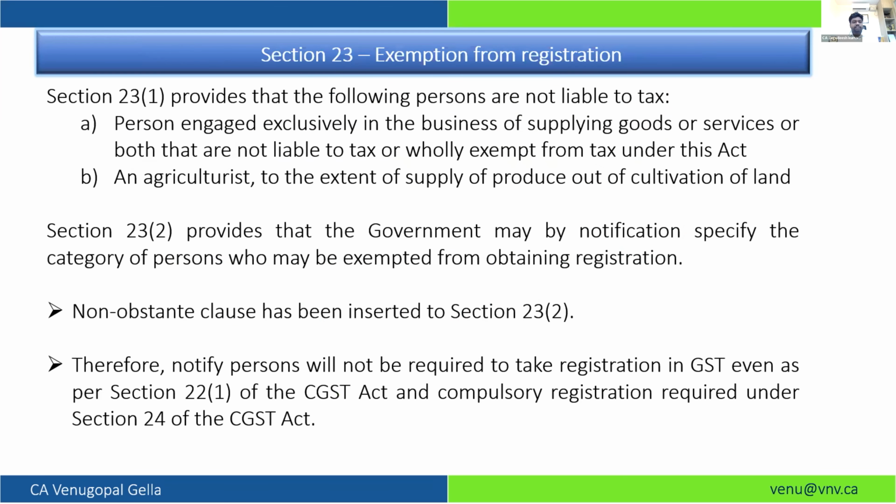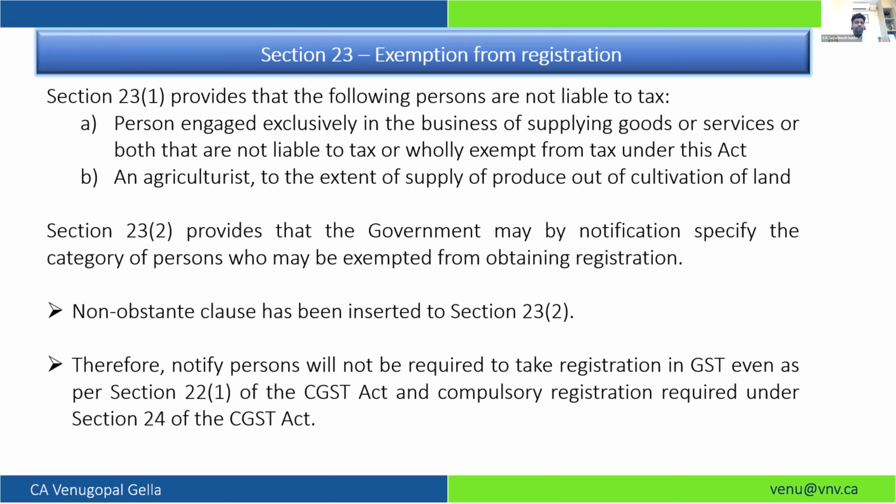So, coming to section 23, exemption from registration. Section 22 provides the turnover limit to get registered under the GST law, whereas section 23 provides the category of persons who are not liable to take registration under the GST.